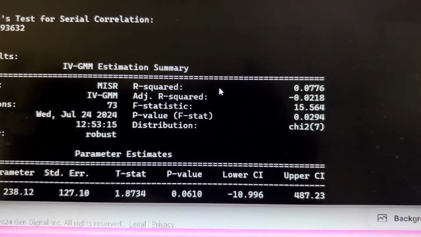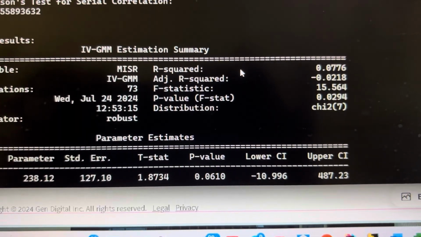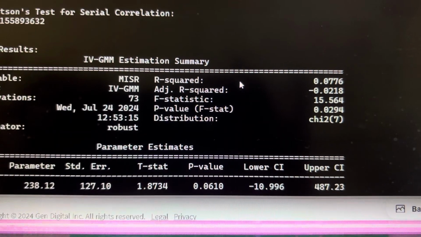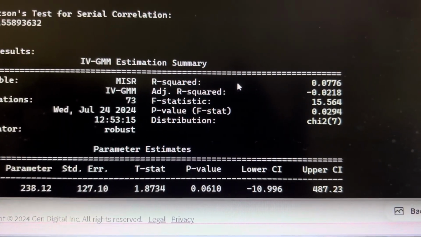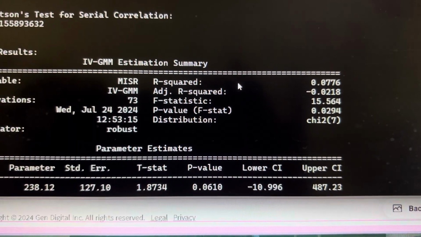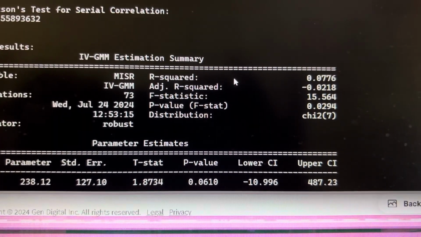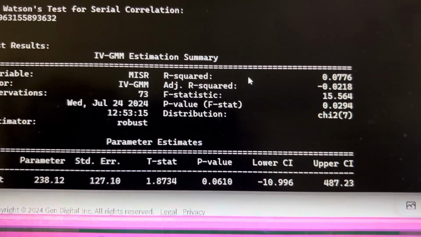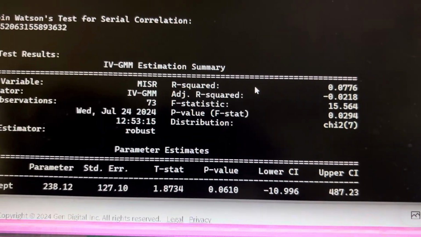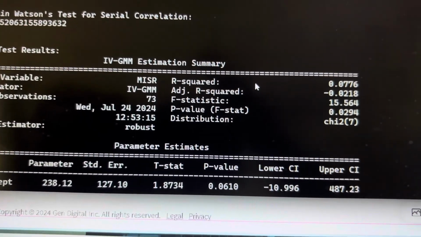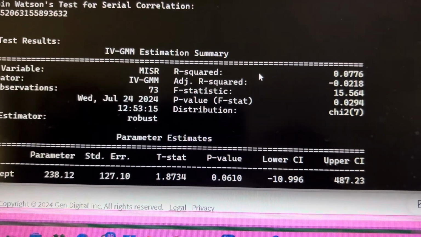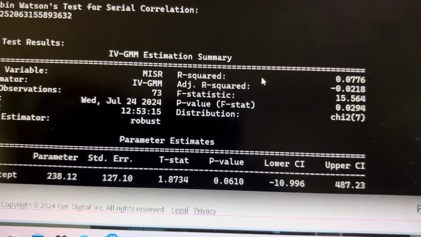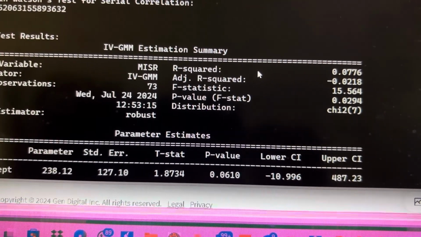Now, in this type of case, some commentators will say, okay, since you have a negative adjusted R squared, you have to remove some of the variables so that you can come up with a reasonable R squared and adjusted R squared. But in the real sense of it, every variable we have used here is very essential to predict that particular dependent variable. So that is the reason why it has to be there, and that is the reason why this GMM was introduced in the first place.